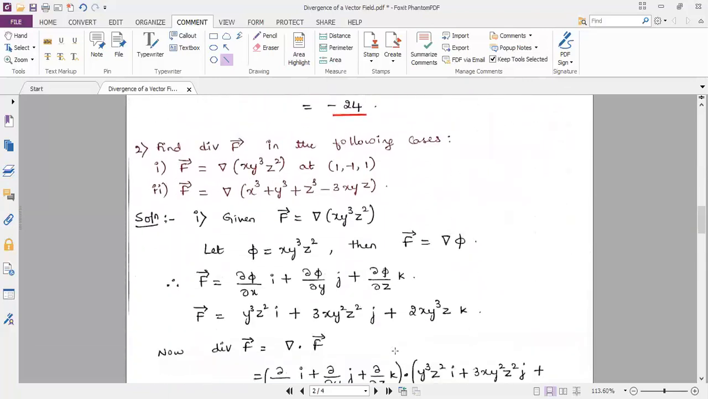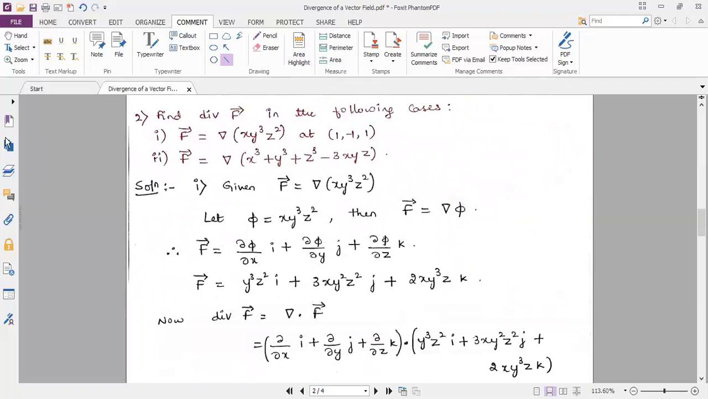Next question. Find divergence of vector f in the following cases. Vector f is given as grad of x y cube z square. We need to find at the point 1, minus 1, 1. And the second sub question is vector f is equal to grad of x cube plus y cube plus z cube minus 3xyz. So let us consider one by one.